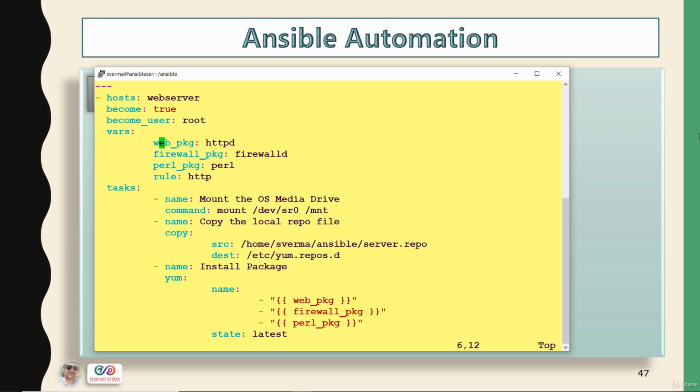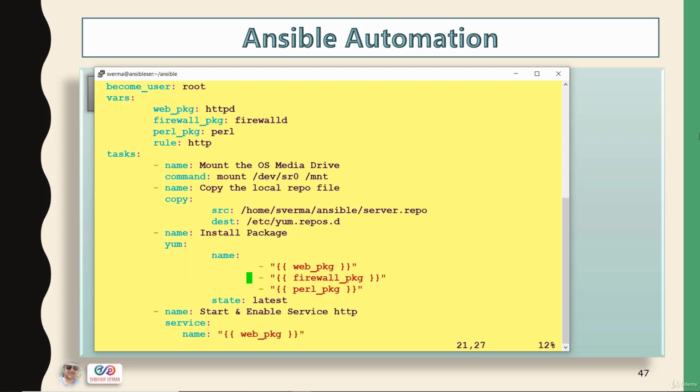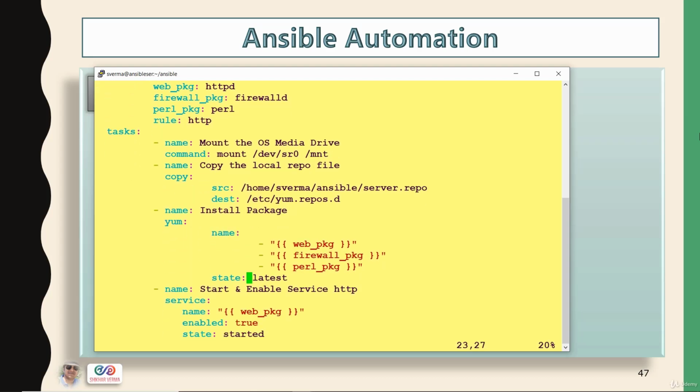This is the name of my variable, and its value is httpd. This is my second variable name, that is firewall_pkg, and its value is firewalld. In this way I had defined 4 variables. After that, the tasks are simply mounting the OS media drive and copying the local repo file that we had already discussed in the past few lectures. Here you can see I am installing my packages using the yum module, and all the packages I have defined using variables.